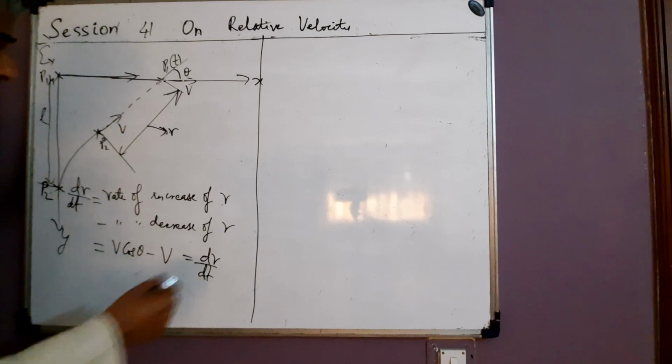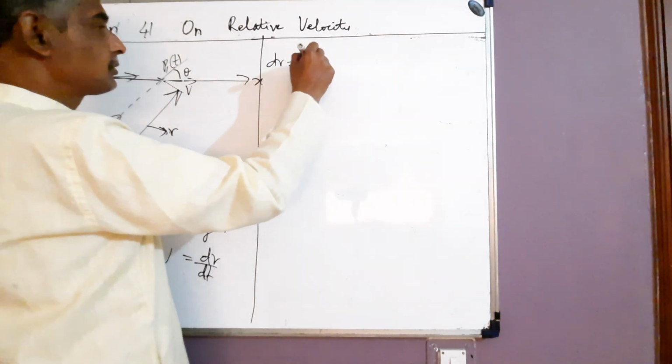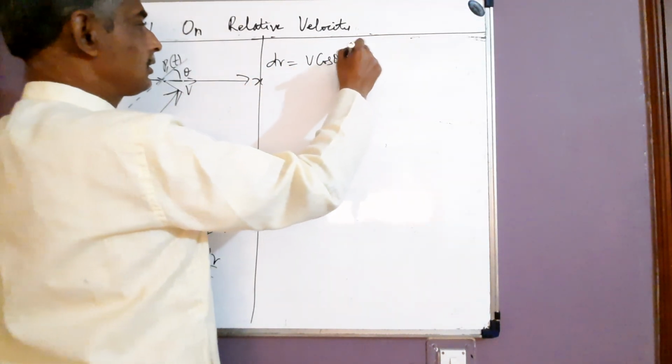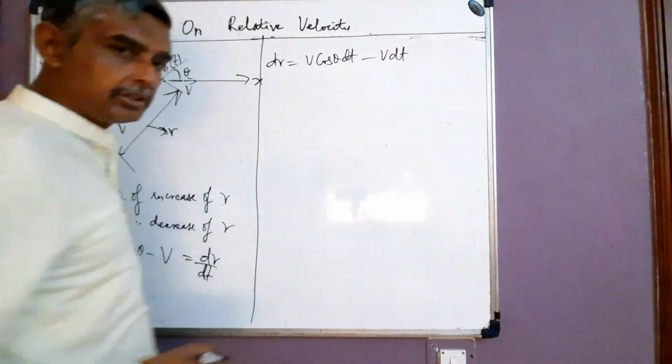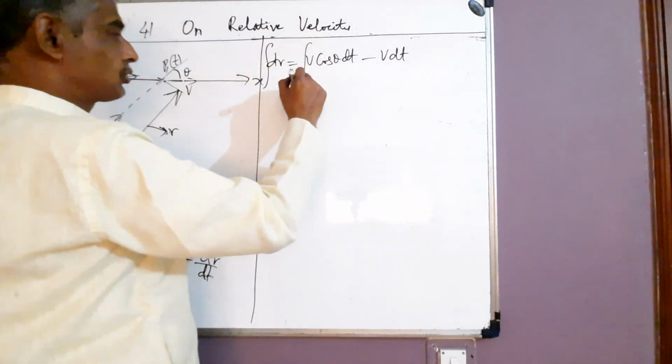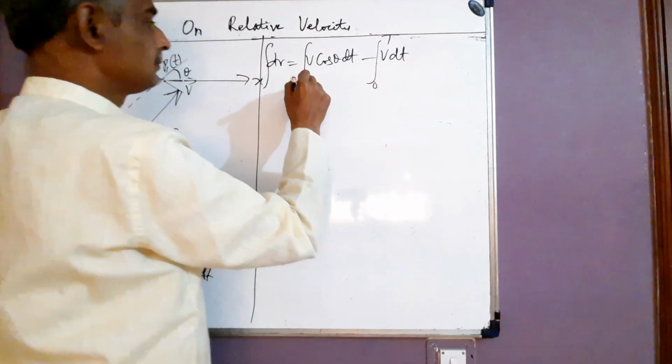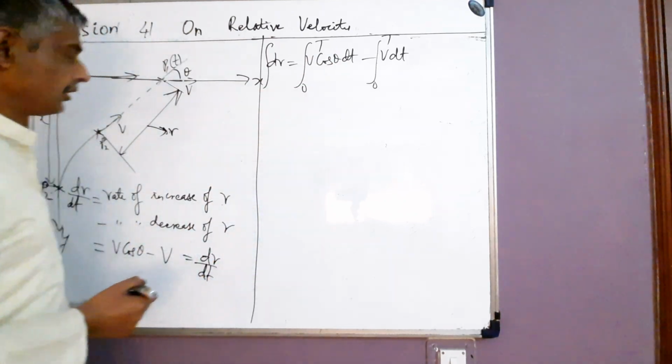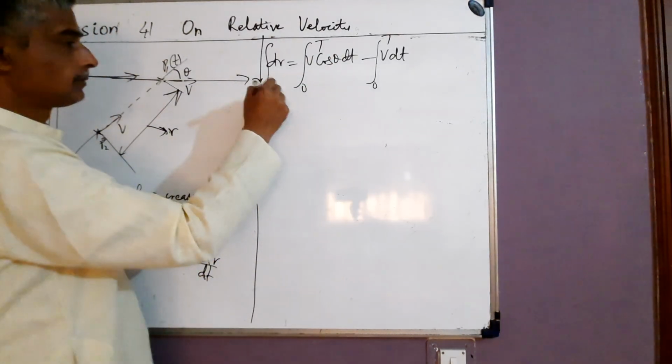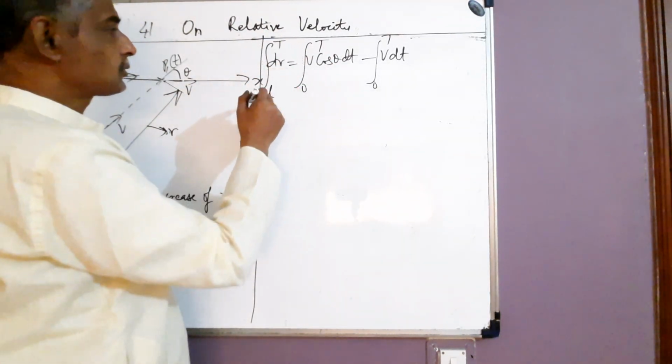I multiply by dt. So dr becomes v cos theta dt minus what? v dt. Now integrate this equation on both sides, 0 to capital T. Initially r was L. At time capital T, r becomes what? R.